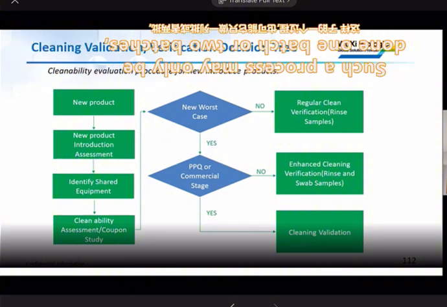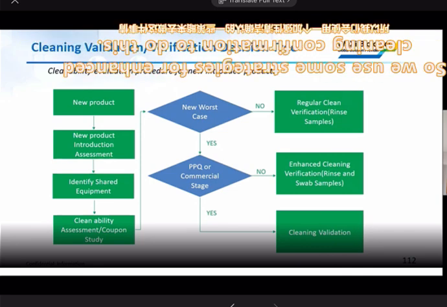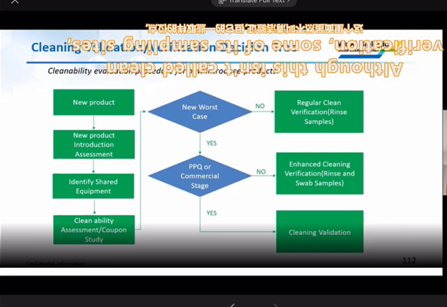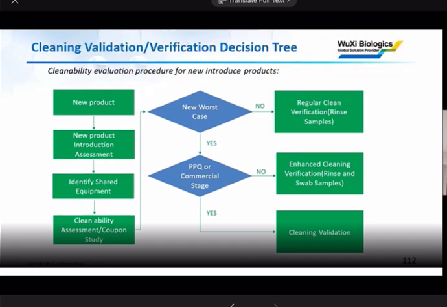That's enough, if it's worse than the worst cases we've already verified. For clinical non-PPQ projects, we use enhanced cleaning confirmation. This means intensive cleaning confirmation, including spraying some water and some sampling. If it's the PPQ stage, we will directly perform cleaning verification.